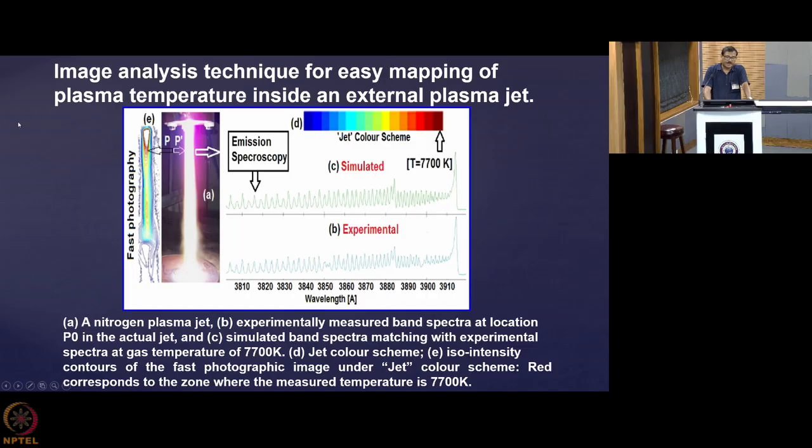For the remaining contours, if we go with this color scheme, then you can get the temperatures accordingly. But I should tell you that this is not a very accurate estimation, you only get some rough idea, because wherever you get similar intensities, you can expect that they will have similar temperatures.